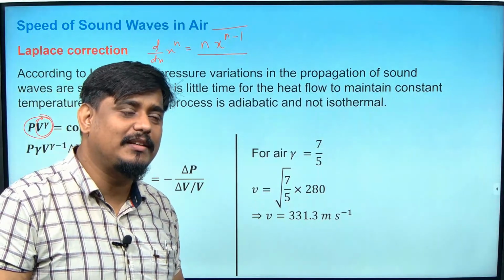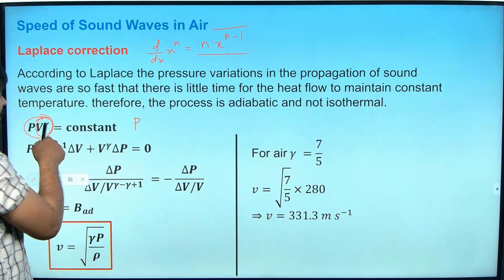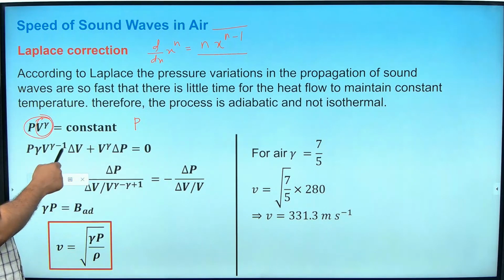You remember now a little bit? Yes, sir. So, same thing we have done here. Gamma, you will take it down. That's why I wrote gamma into V power gamma minus 1. Understood?